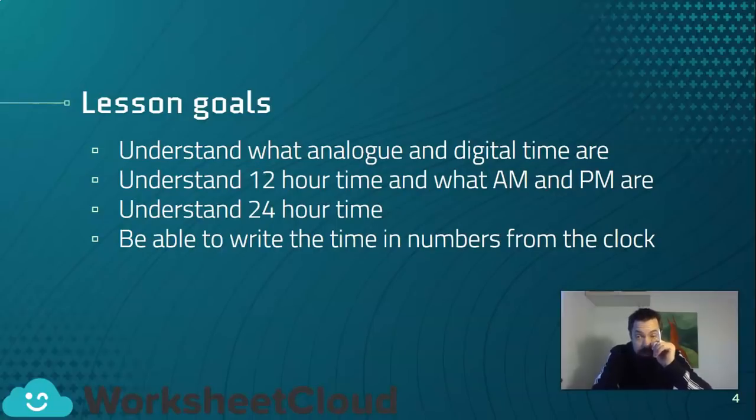So our goals for today: understand, first of all, what analog and digital time are. Understand the 12-hour clock and what 12-hour time is, and what AM and PM are. Not what they stand for, that I will tell you, but what they mean, why we have them. And then understand 24-hour time. And finally, be able to write the time in numerals or numbers from the clock. So taking it from an analog clock and writing it in digital time, in numbers.